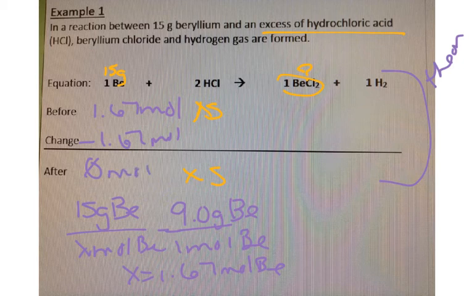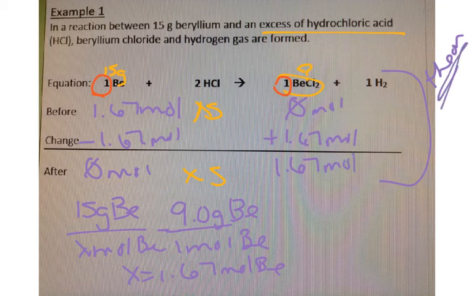Now, if I look at my coefficients, I've got 1 and 1, so this is a really nice problem. I started with 0 moles of beryllium chloride, because I always start with 0 of my product, and then I'm going to add 1.67 moles. The reason why you don't need to do any math is because they have the same coefficient, so whatever I lose of beryllium, I'm going to make in beryllium chloride. It's a 1-to-1 ratio, so that means I am going to produce, theoretically, 1.67 moles. Once again, anytime you fill in the BCA chart, you are dealing with your theoretical.